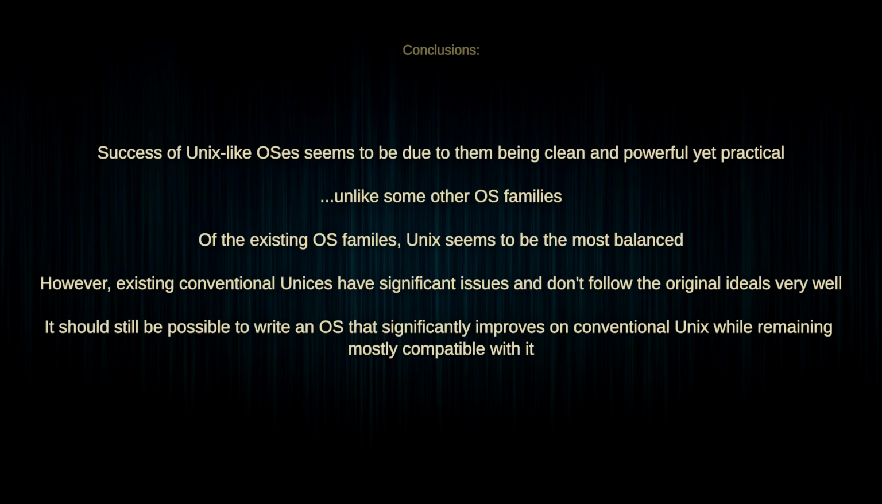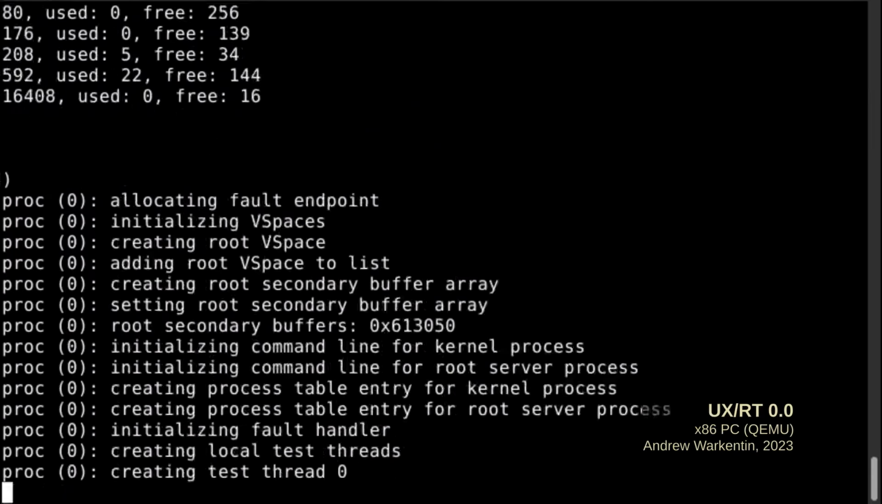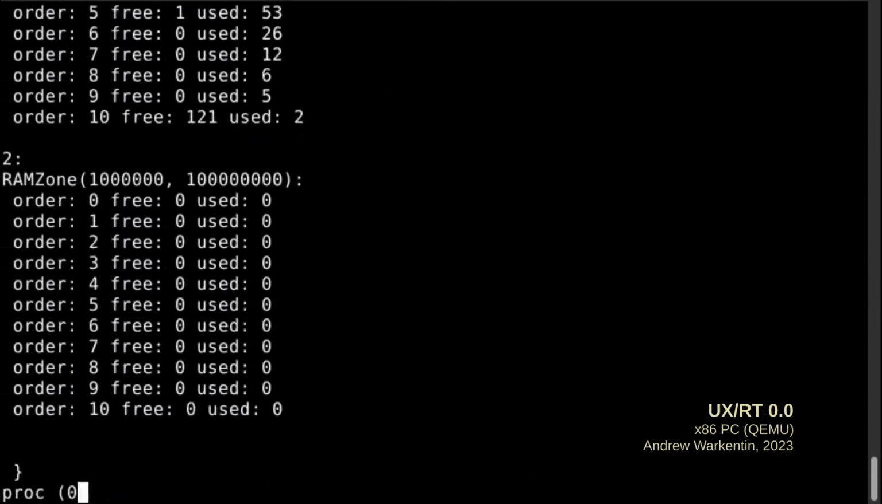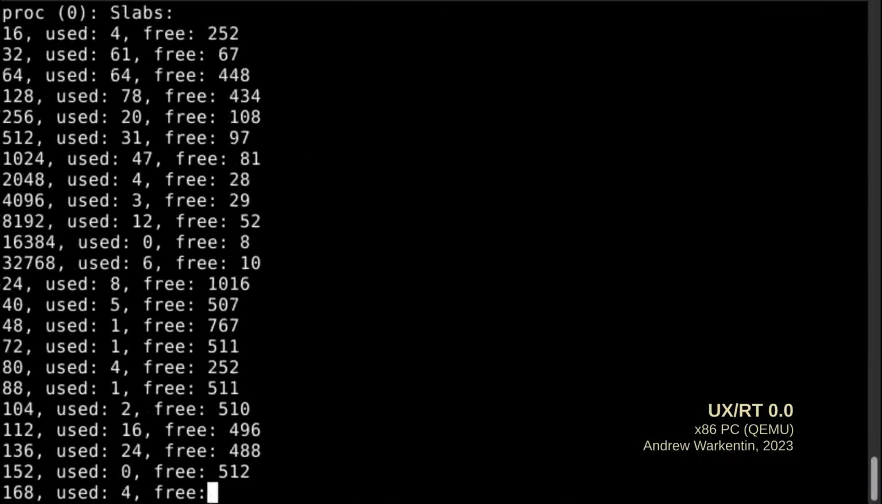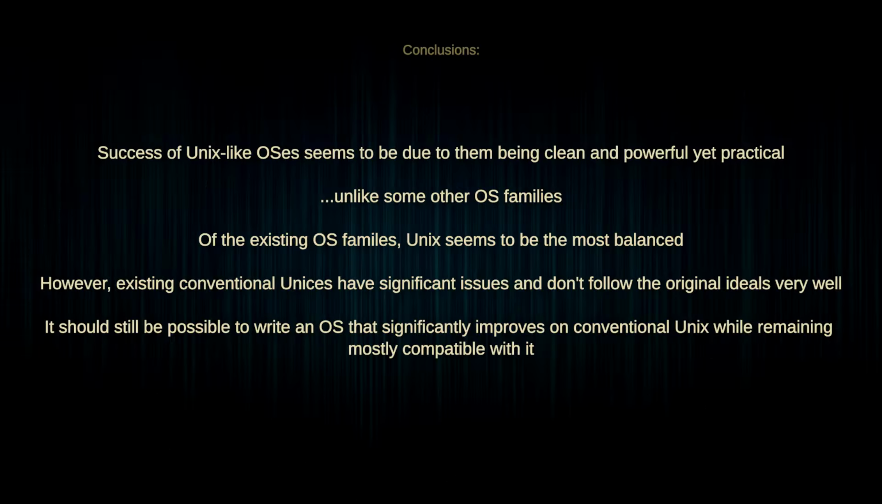I do think that it's possible to write an OS that fixes the vast majority of the issues with existing conventional Unices, while still retaining compatibility with the majority of software for them. Hopefully my own OS will be at least somewhat successful as a modern Unix-like system for general use that actually tries to follow the Unix philosophy as much as possible.